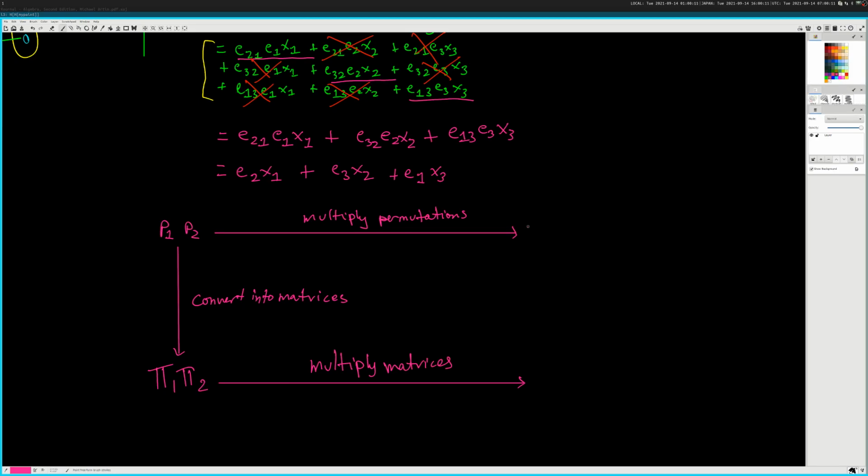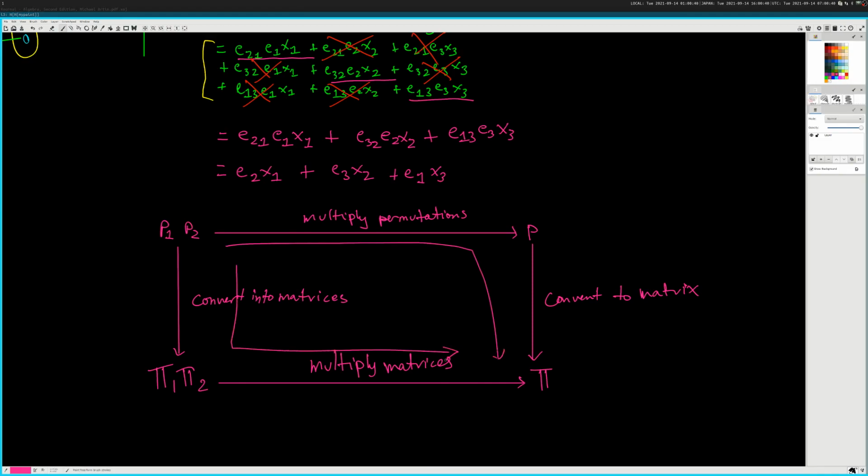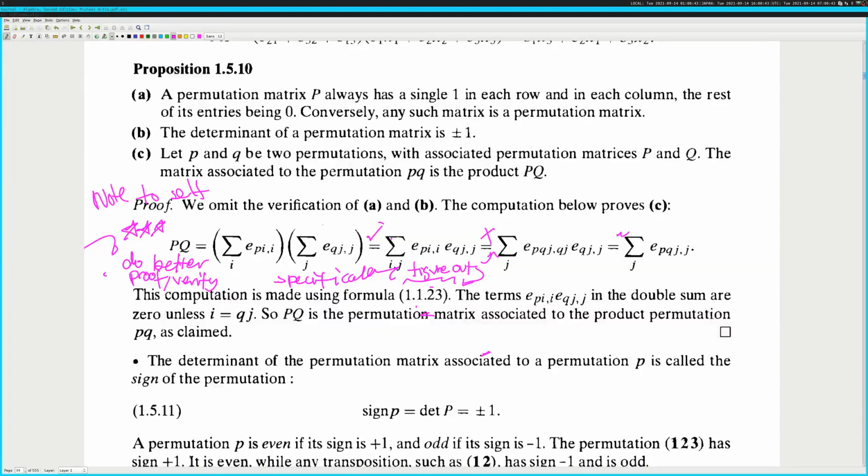So P, pi. This arrow is still convert. And each step here is reversible, provided you know the initial ingredients. What this theorem is saying is that it doesn't matter which order you go. You can go this way, that's fine, or you can go this way, and you'll end up at the same result. That's what this theorem is saying.